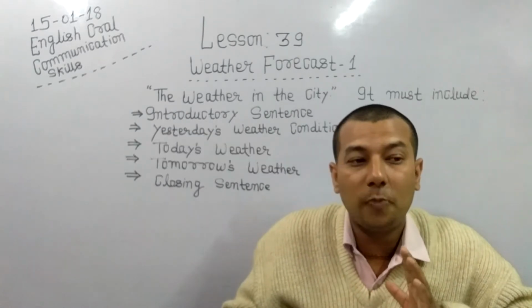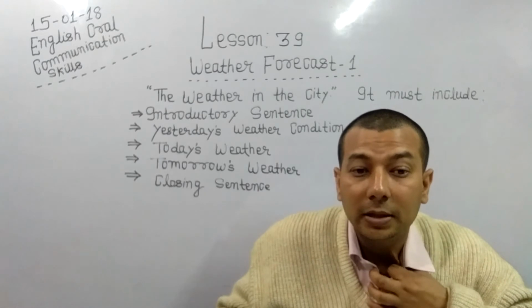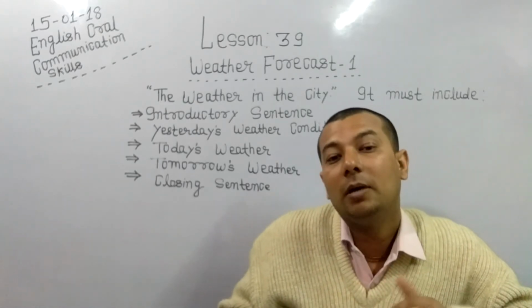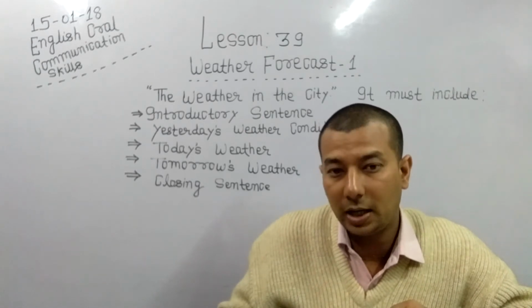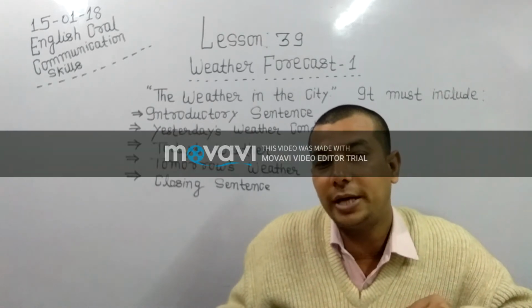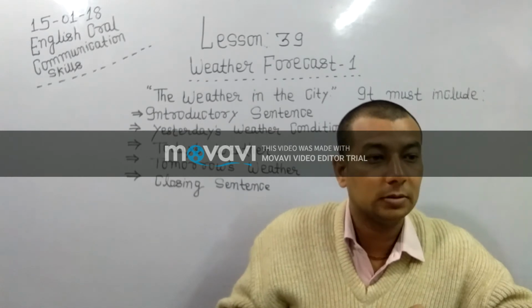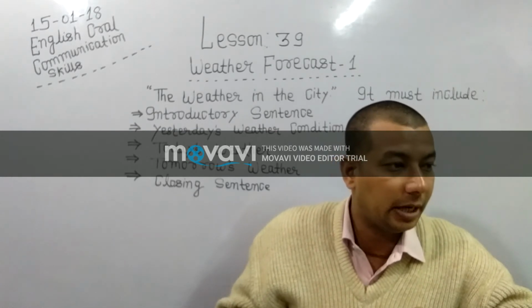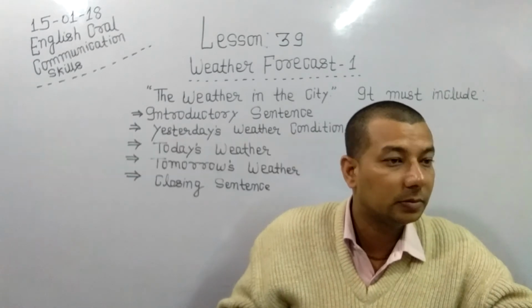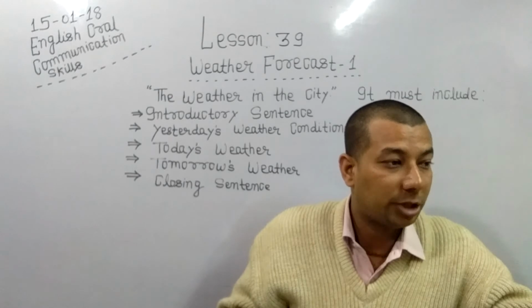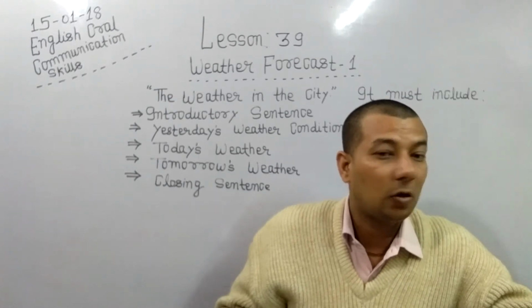Delhi is a metropolitan city. In Hindi, we say it Mahanagar. How many metropolitan cities are there in India? There are four metropolitan cities in India. What are they? Delhi, Mumbai, Chennai, and Kolkata.